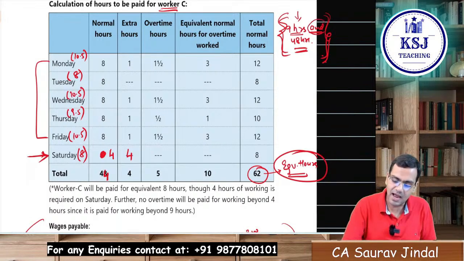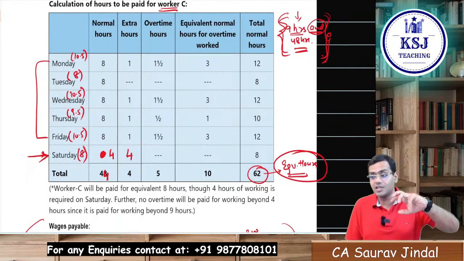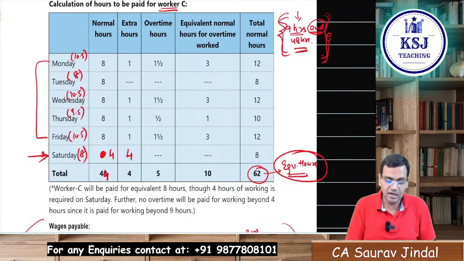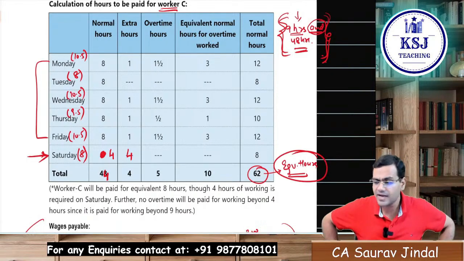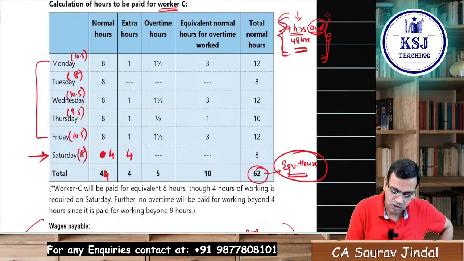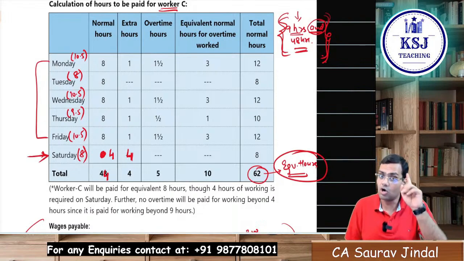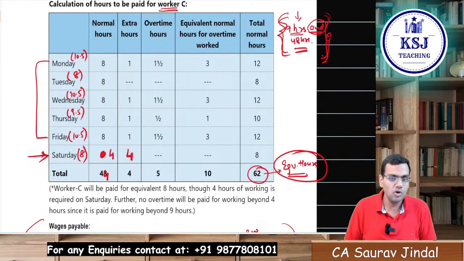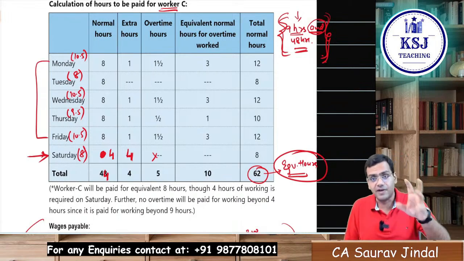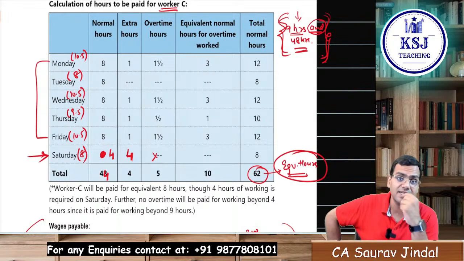When this is an 'and', you have to see that both the conditions are getting satisfied. Here the 9 hours condition is not getting satisfied, right? That is why we will take 4 as normal hours and 4 as extra hours, for which the normal wage rate will be paid. No overtime will be paid. It is not to be taken as overtime. Is the condition of 9 hours getting satisfied here? He is getting the wages for 8 hours only. He is not working for more than 9 hours.